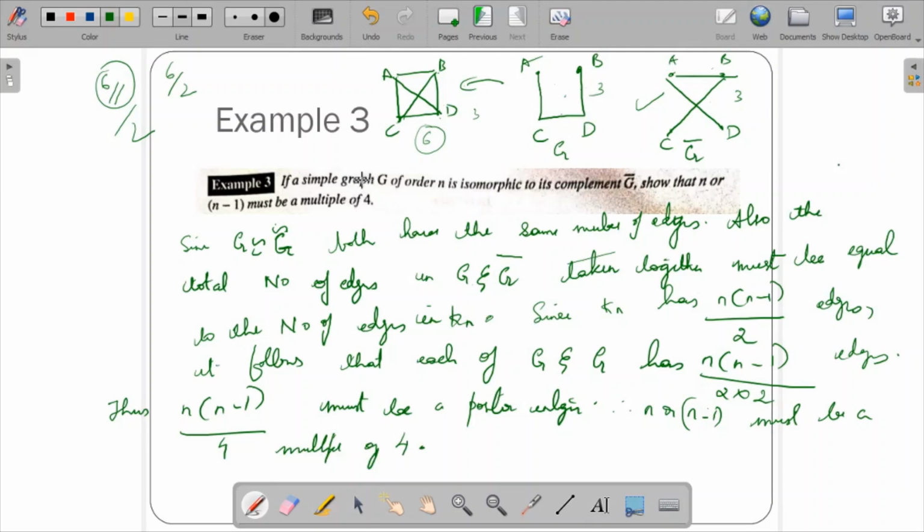So what they have told is, if a simple graph of order n is isomorphic to its complement, yes, these both graphs are isomorphic, show that n or n minus 1 must be a multiple of 4. So I told both have the same number of edges. Also the total number of edges is equal to Kn. Half of that would give you the simple graph and the complement graph, n into n minus 1 divided by 4. So n or n minus 1 must be a multiple of 4. So this is regarding the example 3.